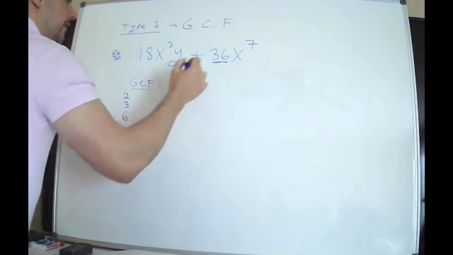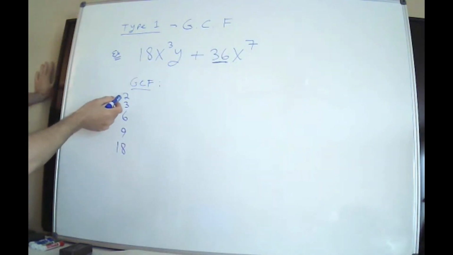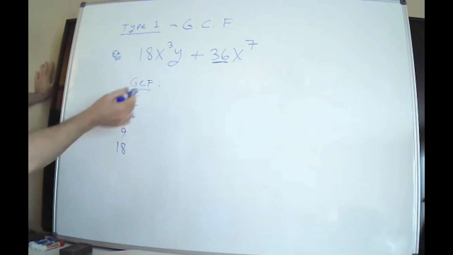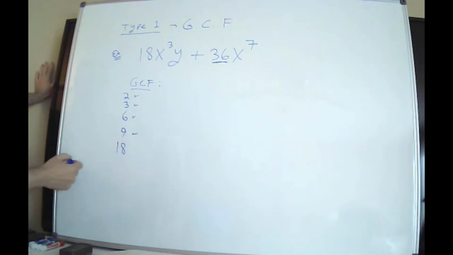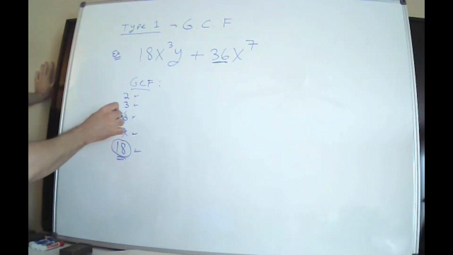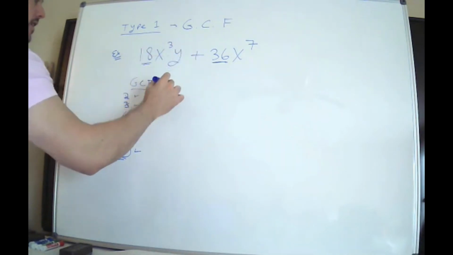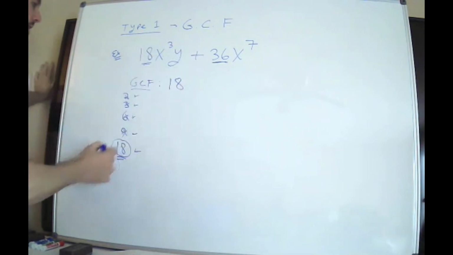Now I have to come over to here. 2? Yes. 3? Yes. 36 is divisible by 6? Yes. 36 is also divisible by 9? Yes. And guess what? 36 is divisible by 18. 18 and 18 make 36. So he's your winner. I could cross them all out. So the biggest number that divides 18 and 36 is 18.